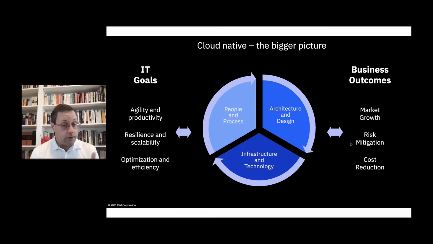That's the broader perspective. And as we started thinking about this, we realized you really have to combine three different areas to make sense out of this. What we always want to focus on is the infrastructure and technology issues.